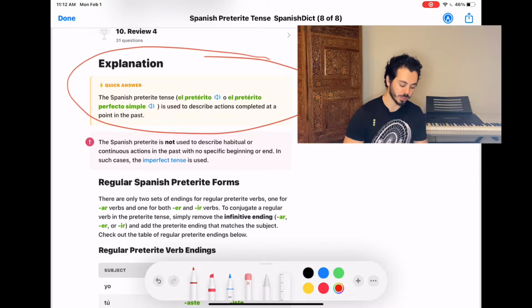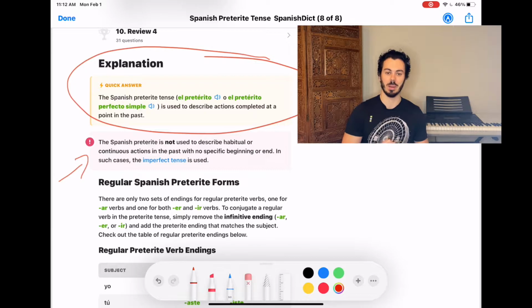So for the Preterite Tense, the Spanish Preterite Tense, el pretérito, or el pretérito perfecto simple, is used to describe actions completed at a point in the past. Now, an important note that they give you below. The Spanish Preterite Tense is not used to describe habitual or continuous actions in the past with no specific beginning or end. In such cases, the imperfect tense is used. If you're already confused, don't worry, I'm gonna explain it.